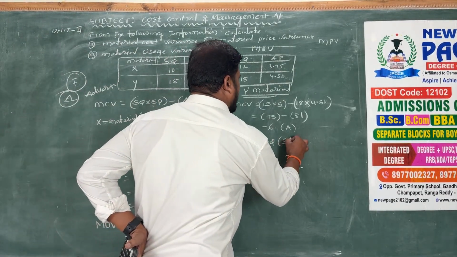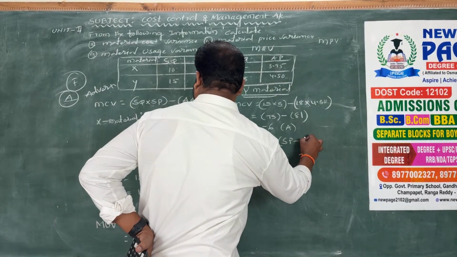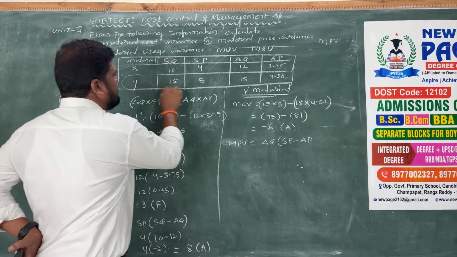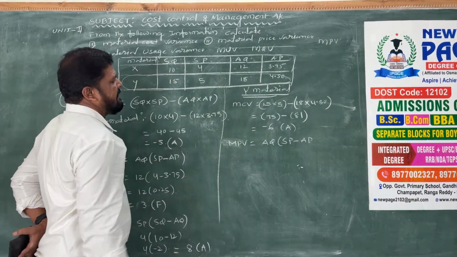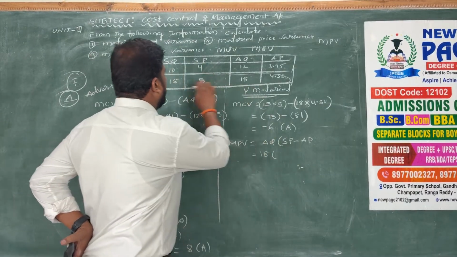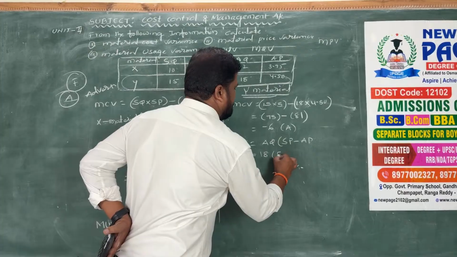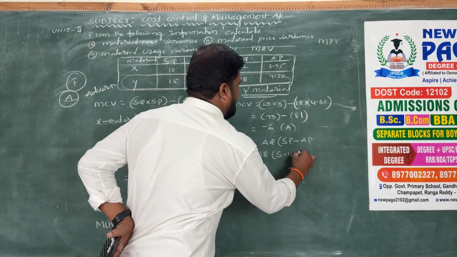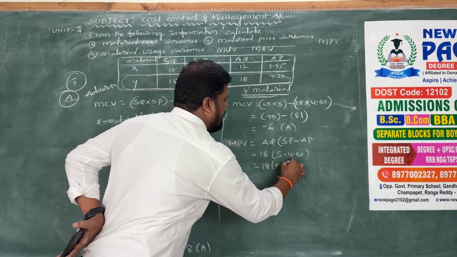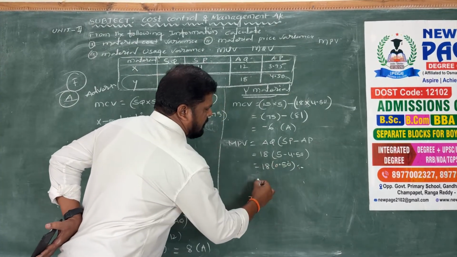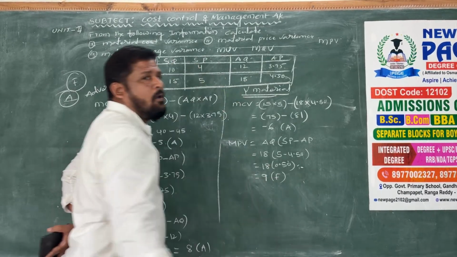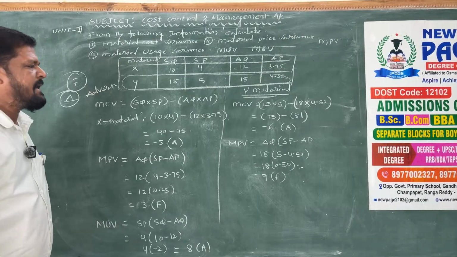Actual quantity into standard price minus actual price. Okay. So, see the Y material now. AQ is equal to 18 units into SP 5 rupees minus 4.50 paisa is equal to 18 into 0.50 paisa is equal to 9. This is favorable variance, right?